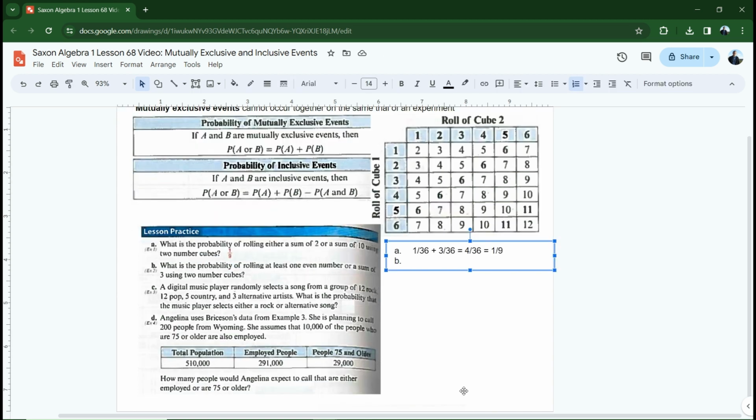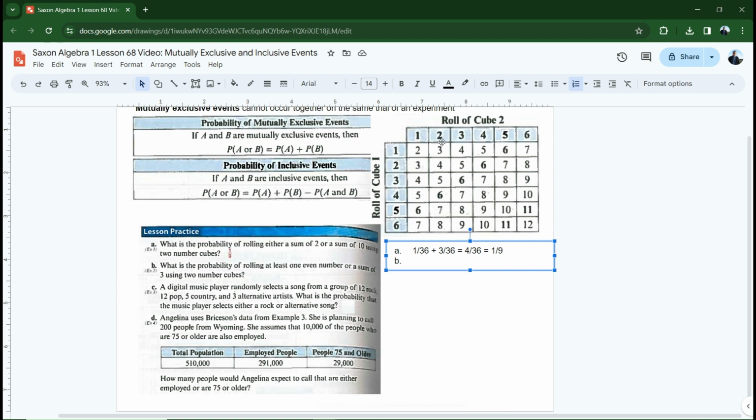This next one's a little bit harder because this is an inclusive event, and inclusive events are always a little bit harder. But we can make inclusive events as easy as possible by making sure we're just counting probabilities. All right, so let's figure this one out. What is the probability of rolling at least one even number or a sum of 3 when using 2 number cubes? Okay, so at least one even number. Let's do that one first.